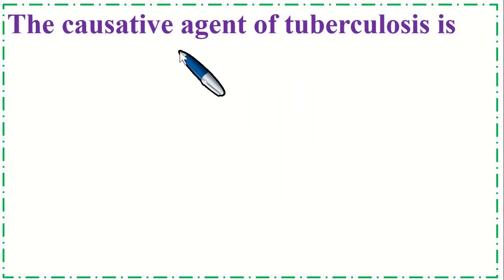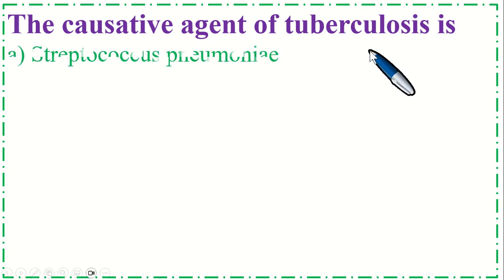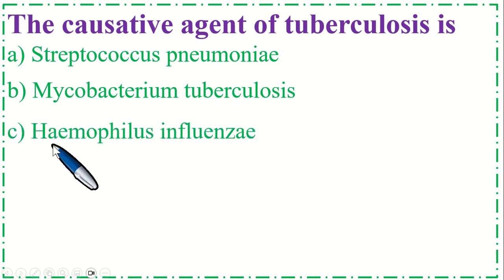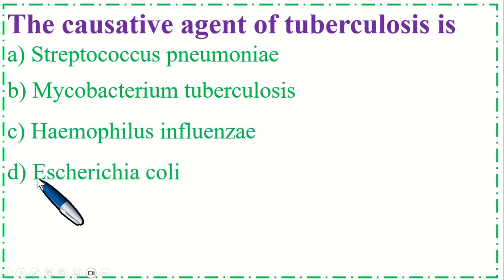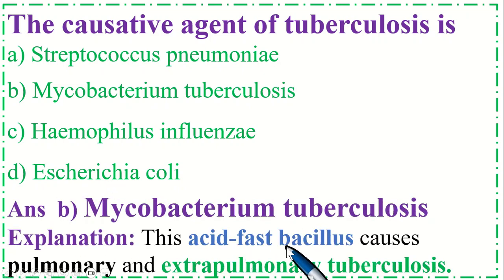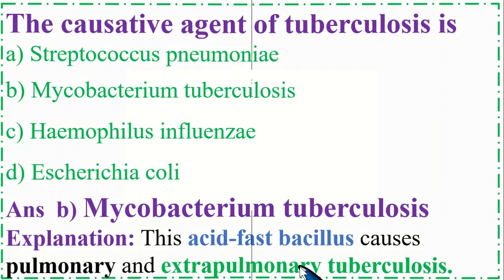The causative agent of tuberculosis is: option A, Streptococcus pneumoniae; B, Mycobacterium tuberculosis; C, Haemophilus influenzae; and option D, E. coli. So the correct option is B, Mycobacterium tuberculosis. The acid fast bacilli cause pulmonary and extrapulmonary tuberculosis.